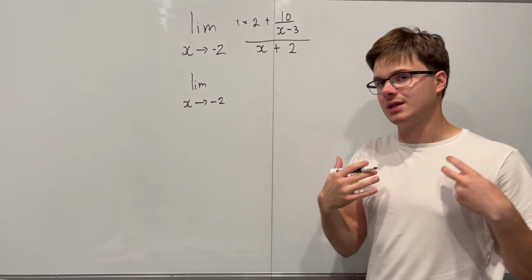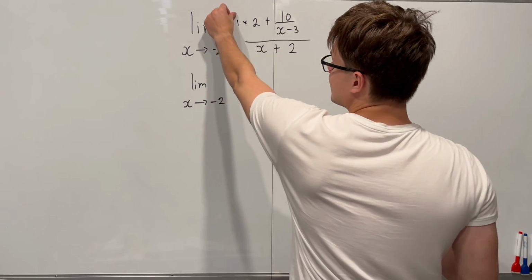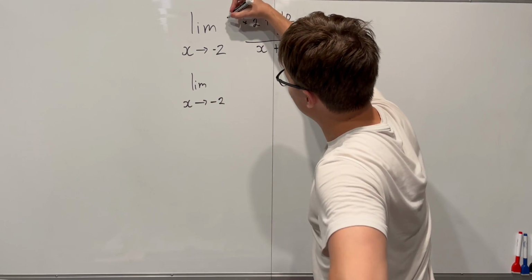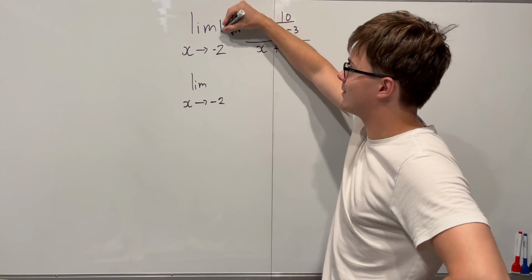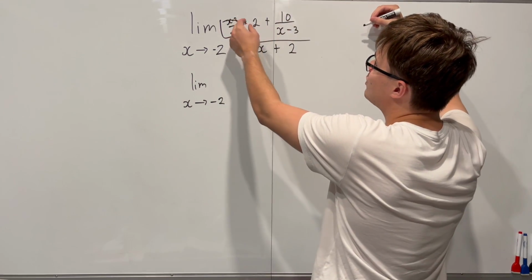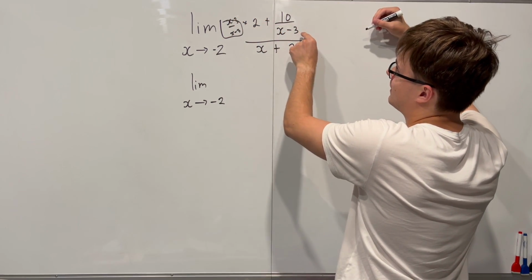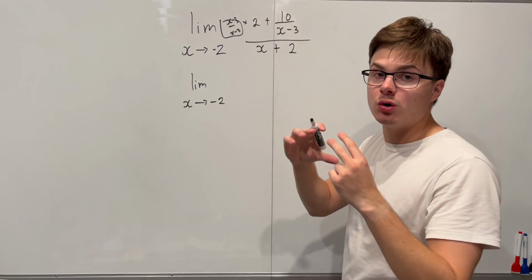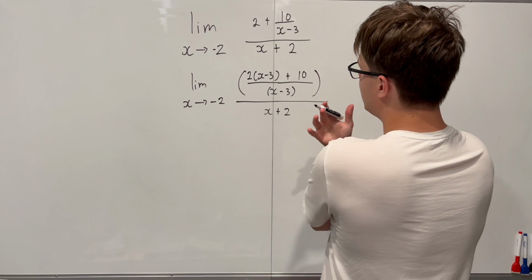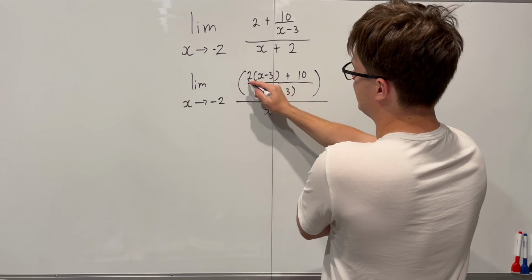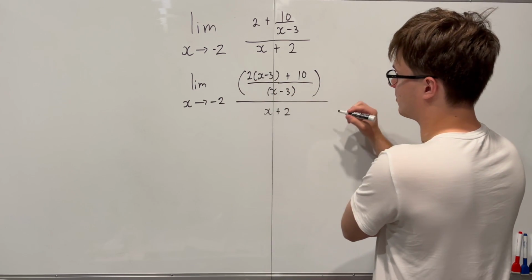Multiplying 2 by 1 isn't going to change 2. However, we're not going to multiply it directly by 1. We're going to multiply it by x minus 3 over x minus 3, right? Because this is the same as saying 1. But when we do this, we can put 2 under the same denominator as 10 and merge those into a nicer fraction. Okay, next thing we can do is probably expand this here, which would look something like this.